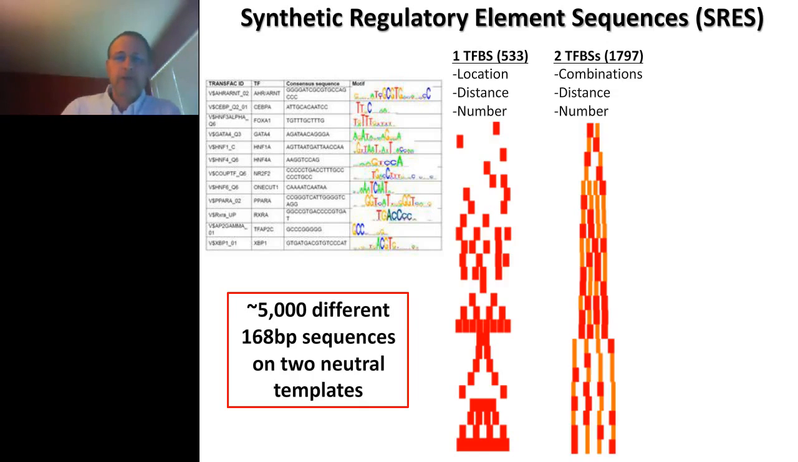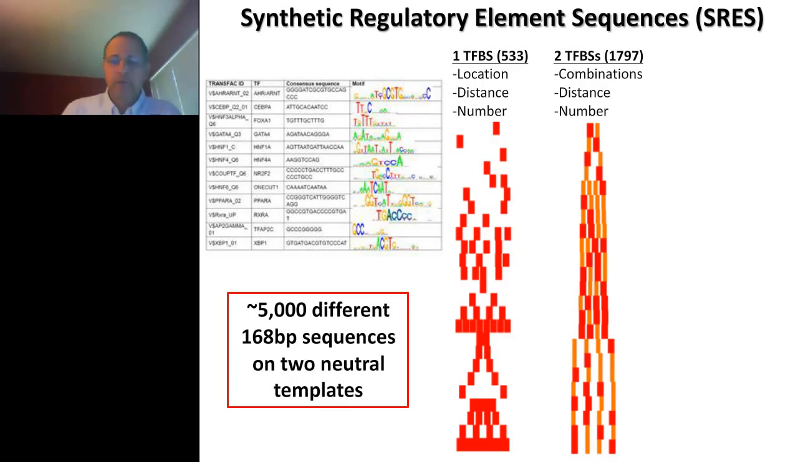We can also take 2 different transcription factor binding sites. So for example, we can take FOXA1 here and CBPA and put 1 on the left and another one on the right of the neutral sequence, and ask the question, is that an enhancer or not? We can put 2 and 2, 4 and 4, and so forth, and again ask the question, are we getting enhancers or not? Or also shuffle them and play around with the order.